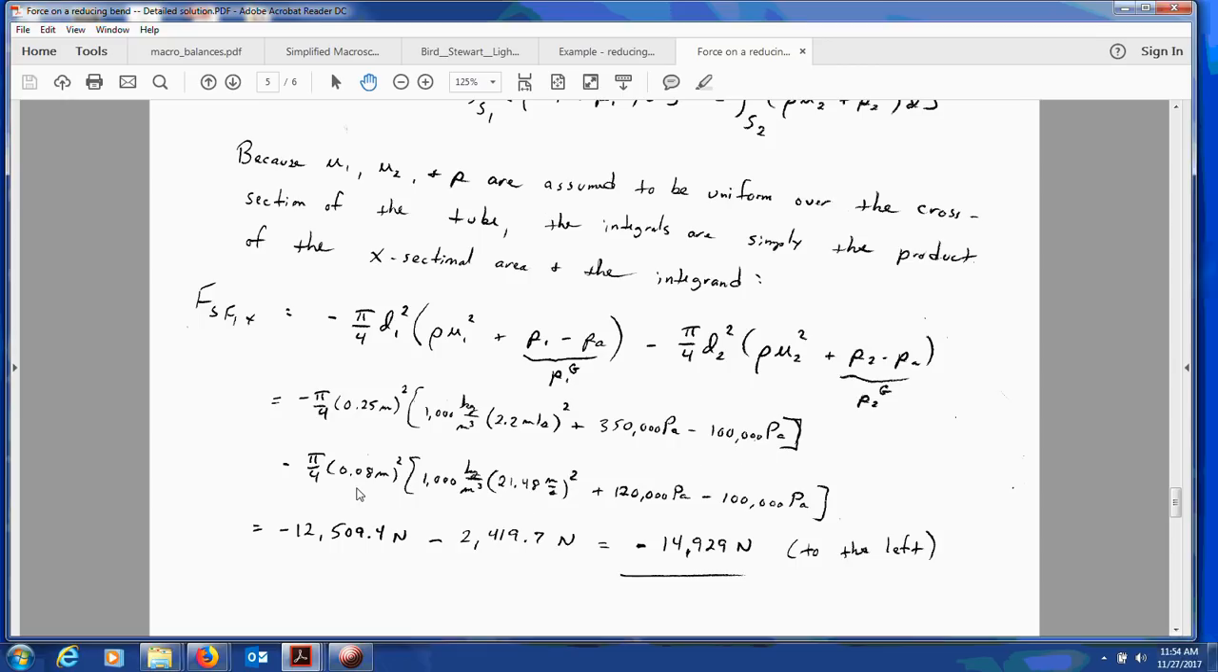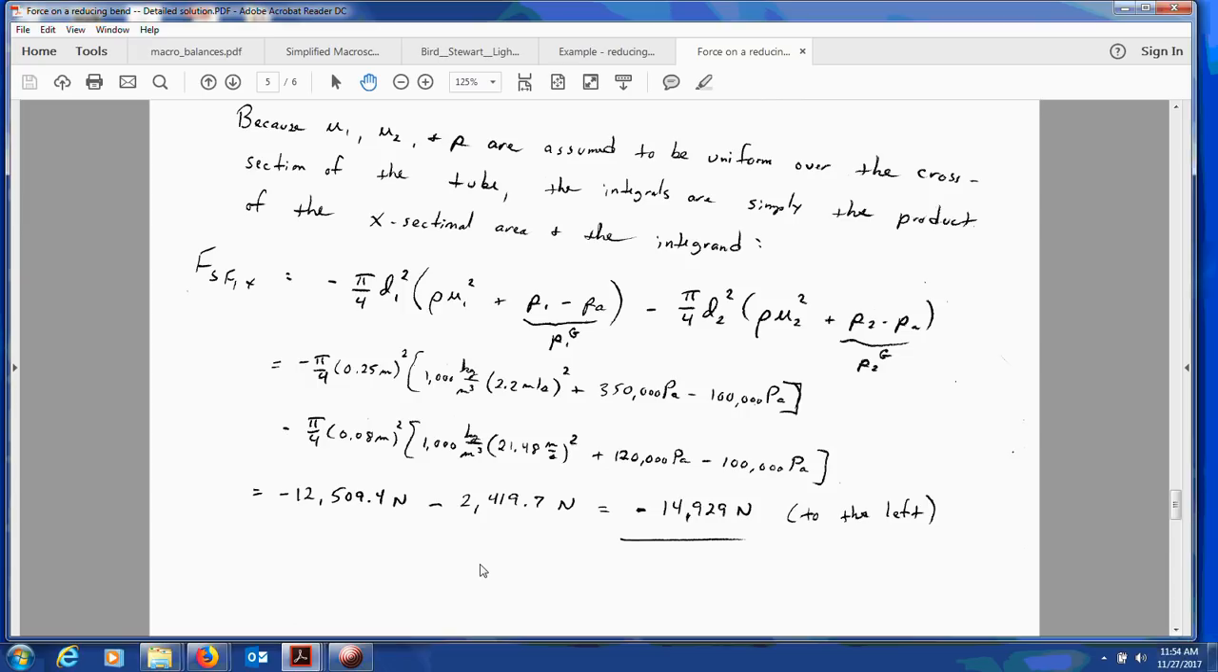For position 2, the diameter is 0.08 meters or 8 centimeters. You want to keep these all in consistent SI units. Density is 1,000 kilograms per cubic meter. The velocity is the very large 21.48 meters per second. Pressure is 120,000 pascals, and atmospheric pressure is 100,000 pascals. So when we put this together, we get two terms. The first is minus 12,509 newtons, and the second is minus 2,419 newtons.